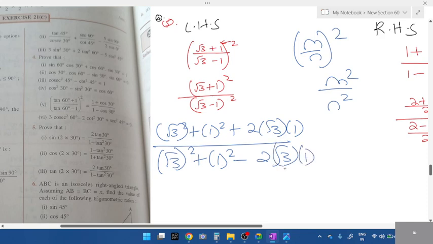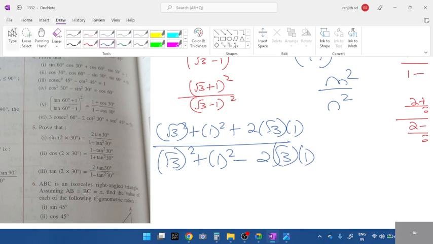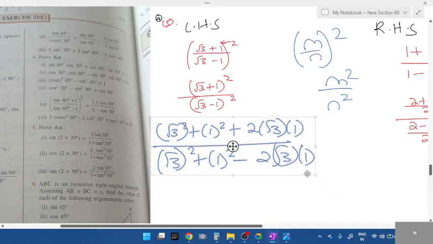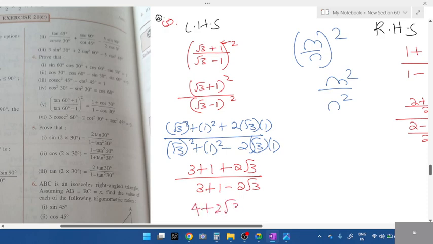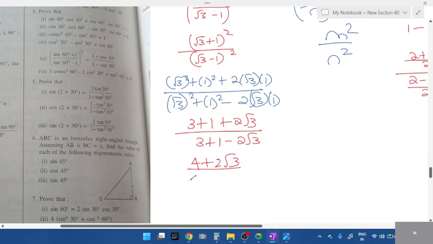When you open the bracket, what do we get? That's 3 plus 1 plus 2 root 3 divided by 3 plus 1 minus 2 root 3. Now, before factorizing, what do we get? 3 plus 1 is 4 plus 2 root 3 divided by 4 minus 2 root 3. Clear?